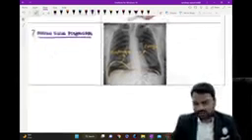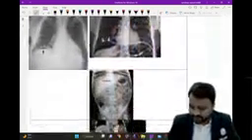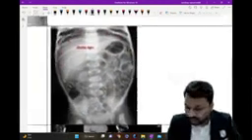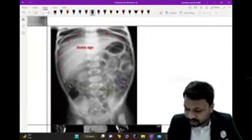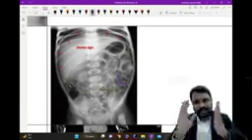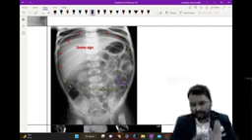The free gas under the diaphragm is the consistent sign for hollow viscus perforation. When we see the Rigler's sign, you will see the illuminated bowel loops, right? You will be able to see this surface, this marking of the bowel loop, because inside there is air, outside there is air, and in between two air surfaces, you have the bowel wall. That is Rigler's sign.